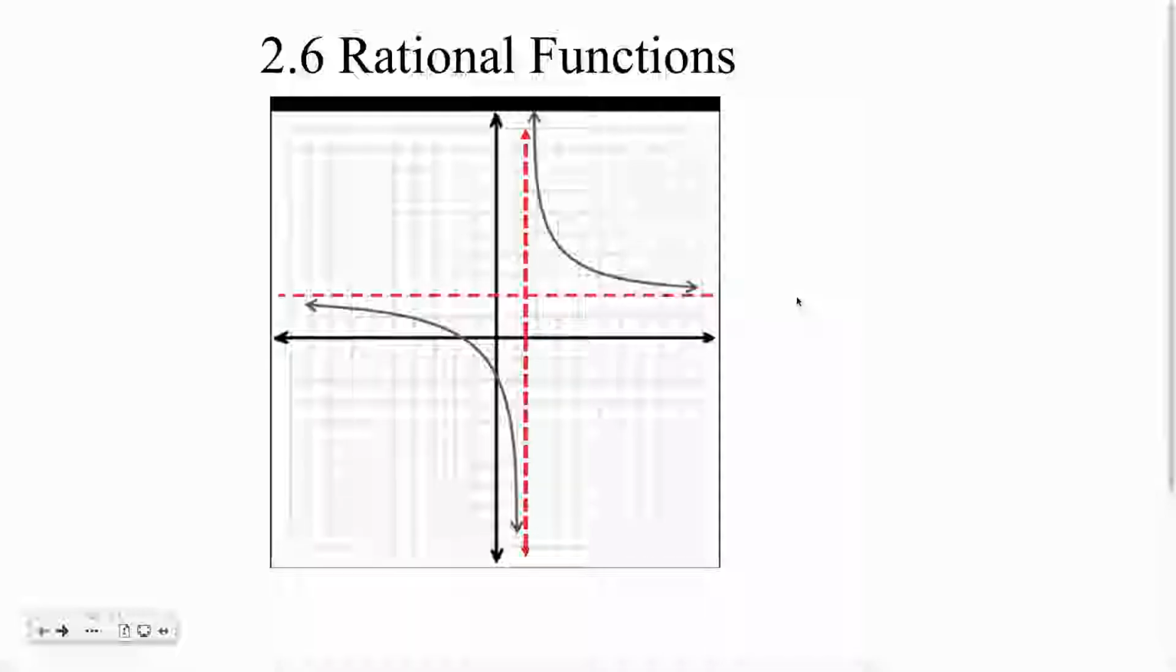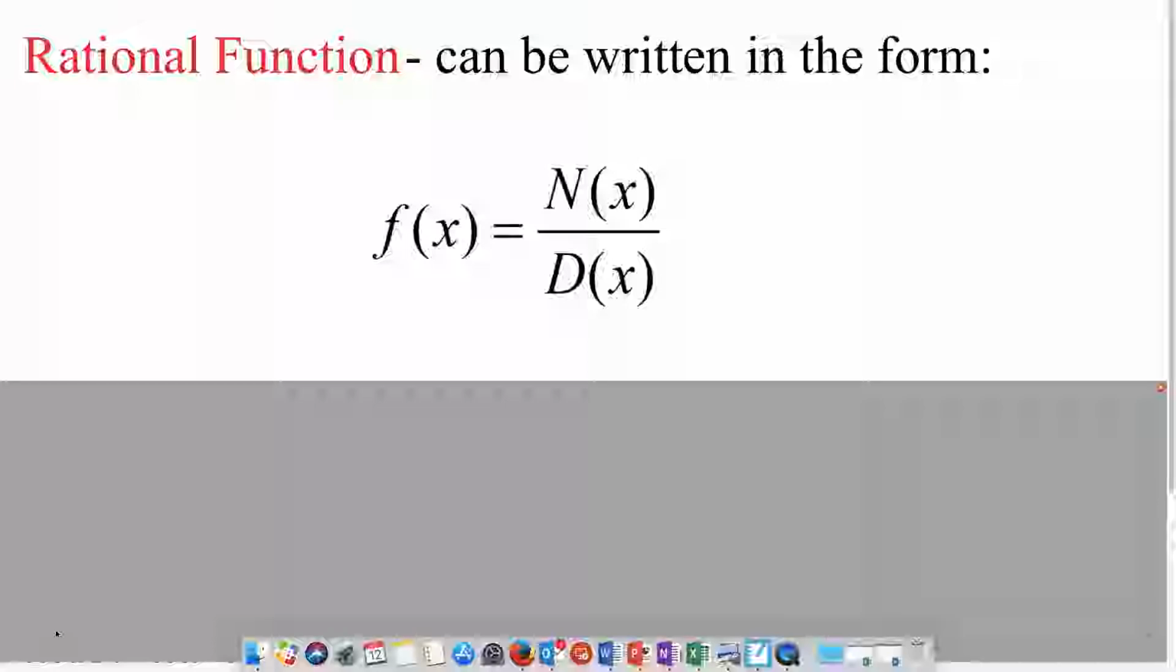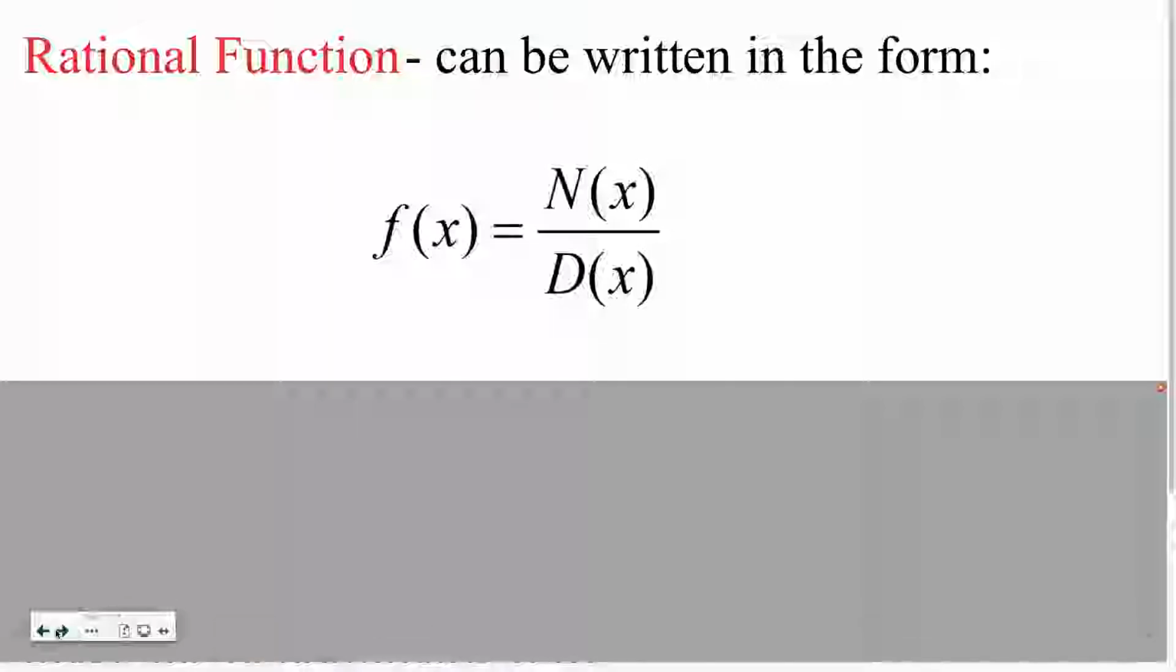Asymptotes. All right. So we have two different kinds of asymptotes, and we'll get there. But this is why rational functions are in our polynomials chapter, because we're going to think of them as a polynomial divided by a polynomial.